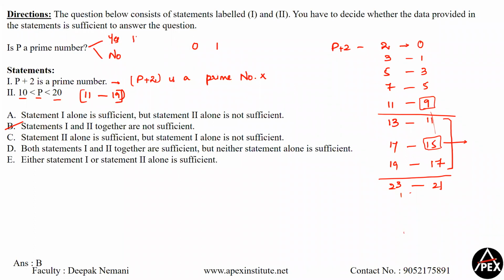If the value of P is 11 and 17, then yes. If the value of P is 15, then no. So you do not have a unique answer. So the answer for this question should be option B. Clear, guys? Quick responses. Yes. So moving ahead.